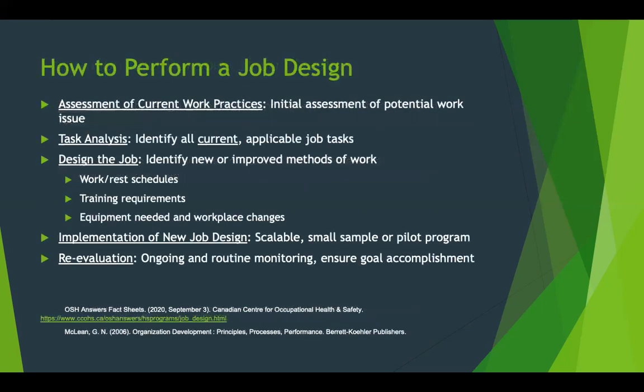In general, there are 5 steps to the job design process. The first step is the assessment of current work practices, which is done to establish familiarity with the organization and to determine if a job design or redesign is necessary. If identified as necessary, the second step is task analysis. This is when all current, applicable job tasks are identified and how the tasks are currently being performed. This includes the identification of necessary job equipment and workstation functionality.